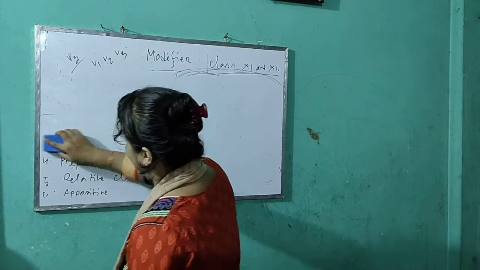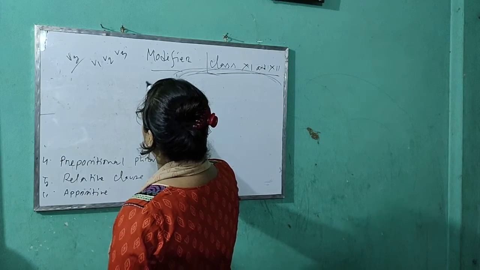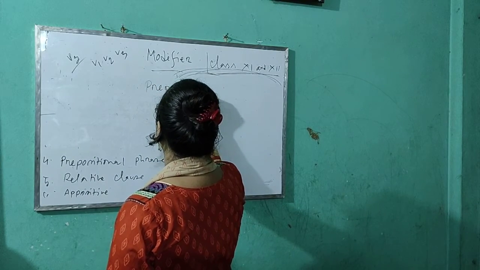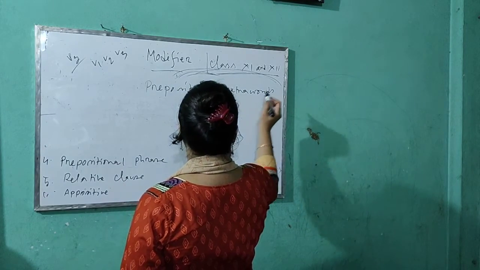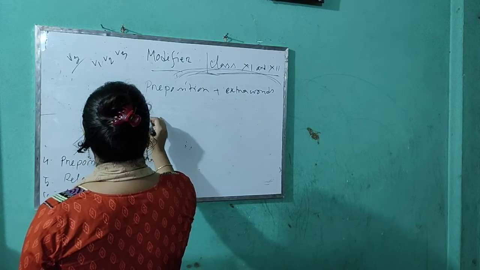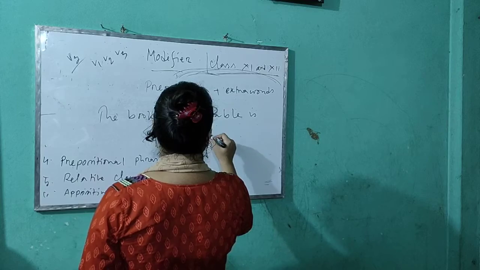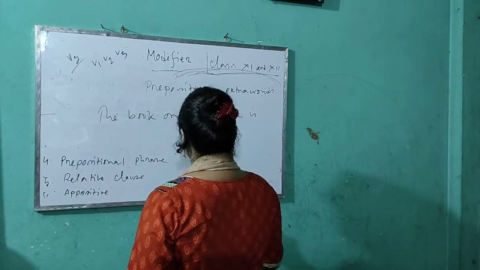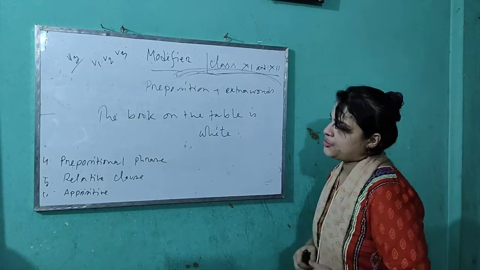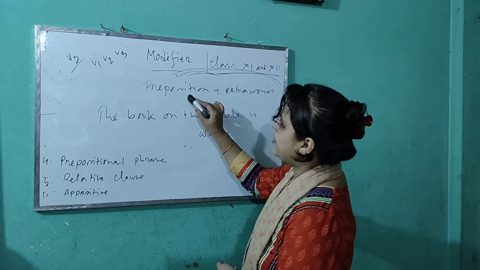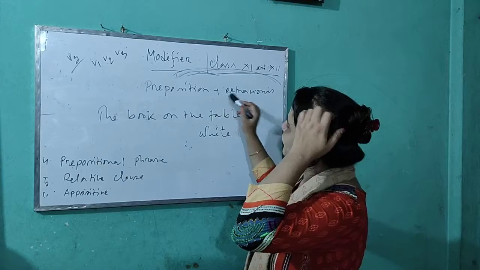Now let us see prepositional phrase. You see prepositional phrase is like preposition plus extra words. So I have written an example of prepositional phrase, and the structure of prepositional phrase is preposition plus extra words. So you must use preposition and then extra words.